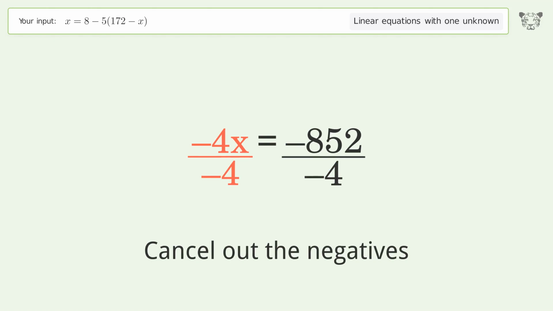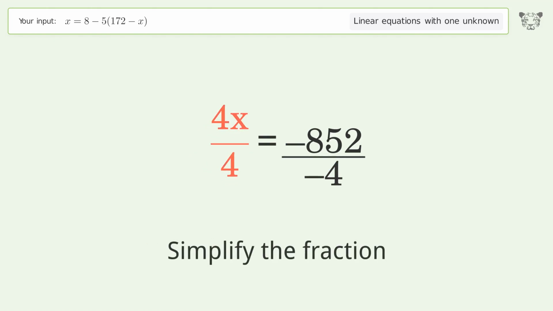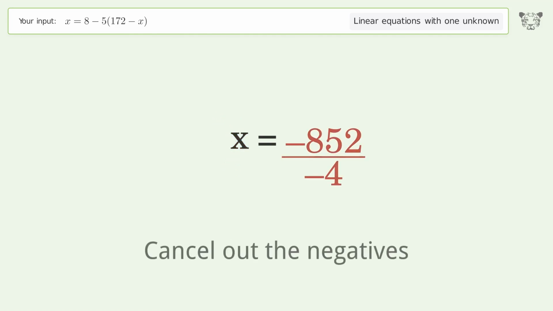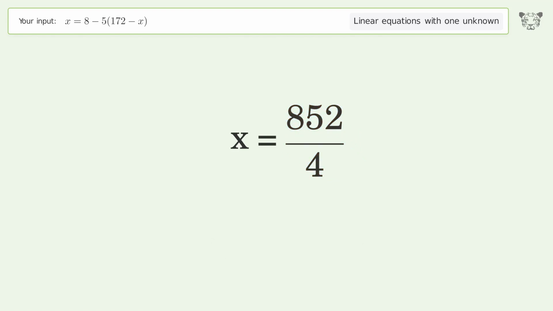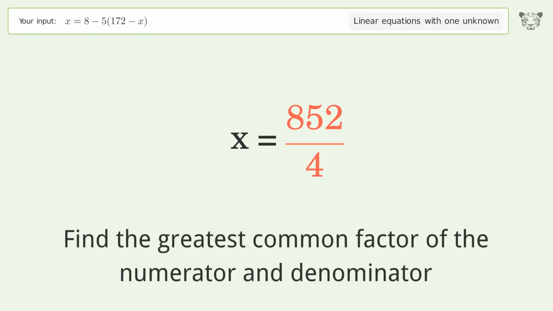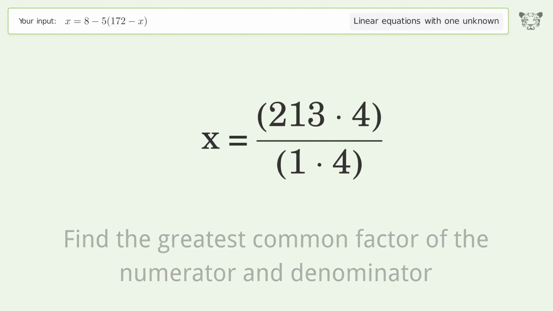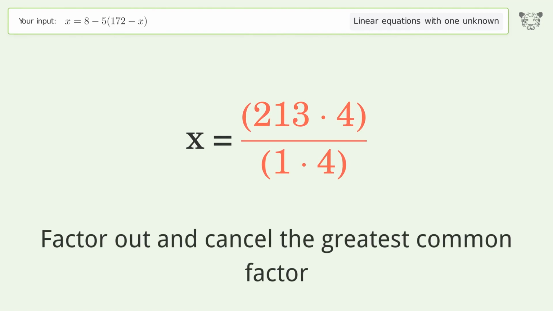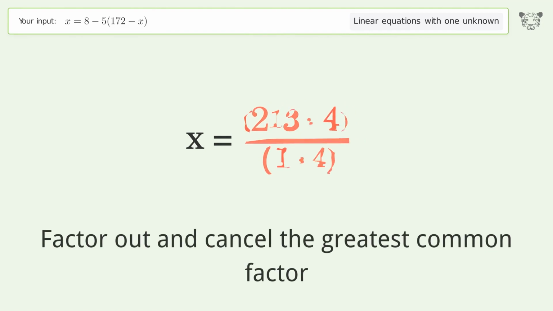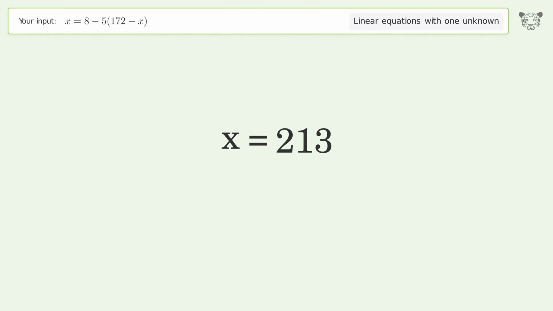Cancel out the negatives. Simplify the fraction. Cancel out the negatives. Find the greatest common factor of the numerator and denominator. Factor out and cancel the greatest common factor. And so the final result is x equals 213.